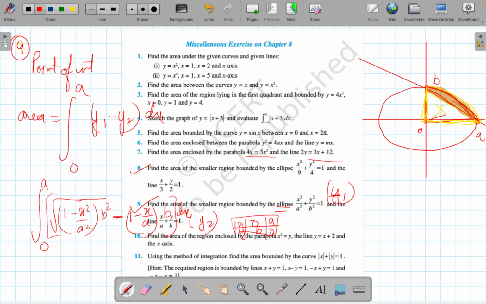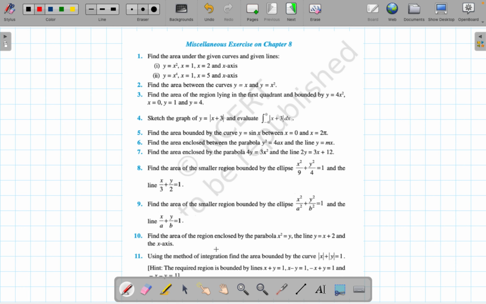All right, please take common. Okay children, b by a will come common. See, this will become like this: b by a, 0 to a, under root of a square minus x square dx, minus, again take b by a common, integration of 0 to a, minus x dx, and now you can integrate very easily.